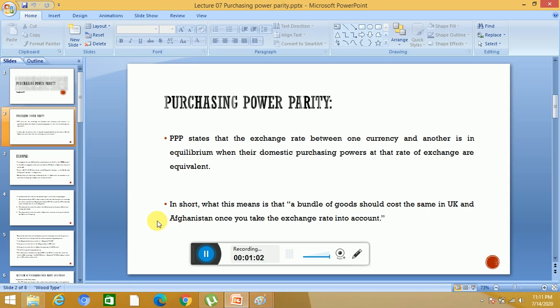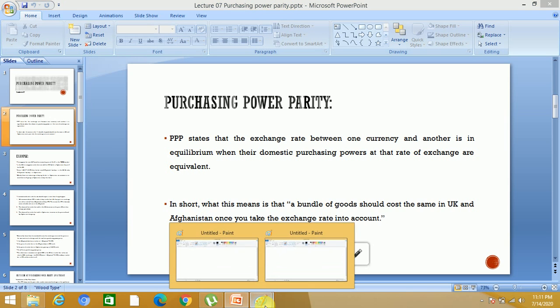Means that if you take the exchange rate into account, then keep in mind that the cost of the goods in these two countries will be the same. Take an example.